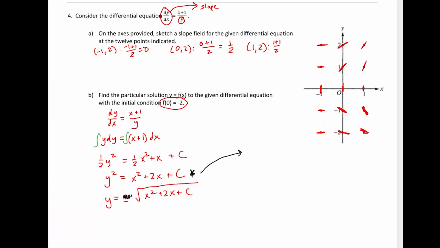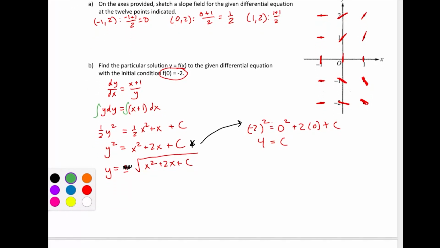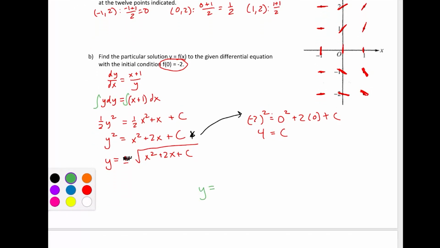We'll use the initial condition that f of 0 equals -2 and plug in -2 into y and 0 into x. This should simplify pretty nicely. We get 4 is c. So here we go. We're ready to write the actual equation here. Final answer, y equals negative square root of x squared plus 2x plus 4.